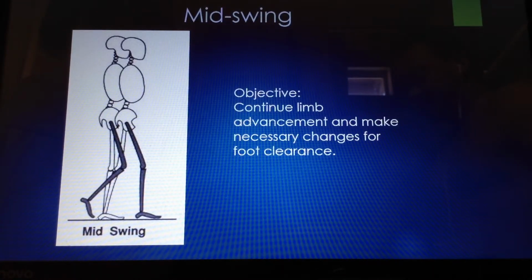Mid-swing. The goal is to continue limb advancement and make necessary changes for foot clearance. The hip reaches a maximum flexion of 30 degrees. The knee extends passively to aid in the advancement of the leg and foot. By the end of mid-swing, knee flexion equals 30 degrees. Neutral positioning of the ankle from dorsiflexion is accomplished and then maintained.